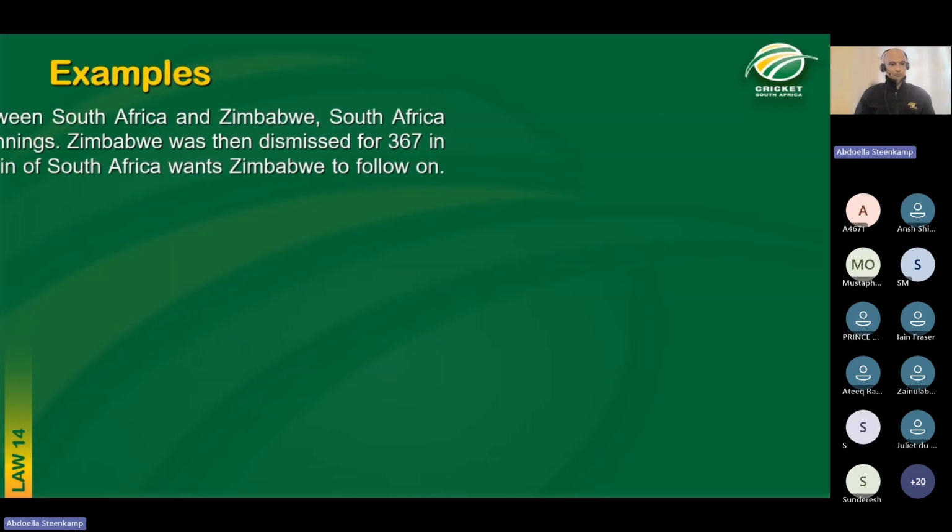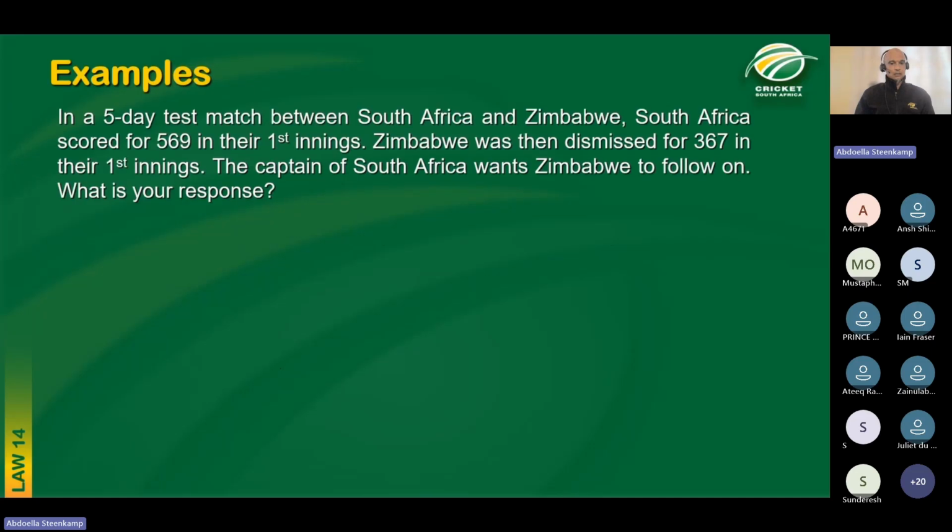Let's look at 2 examples just to illustrate how this works. In our 5-day Test match between South Africa and Zim, South Africa scored 569 in their first innings. Zim was then dismissed for 367. So the captain wants Zim to follow on. What is your response going to be? Yes, captain of South Africa, Zim can follow on, or no, they're not allowed, you need to go back in again. So let's apply the law.